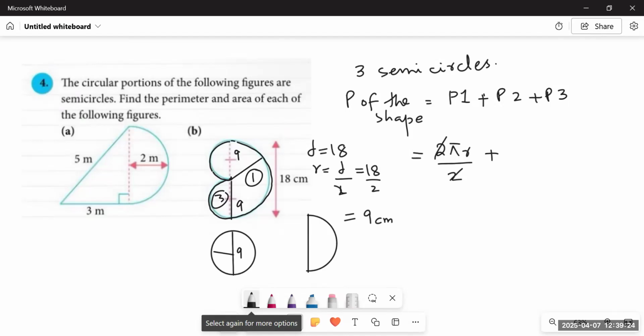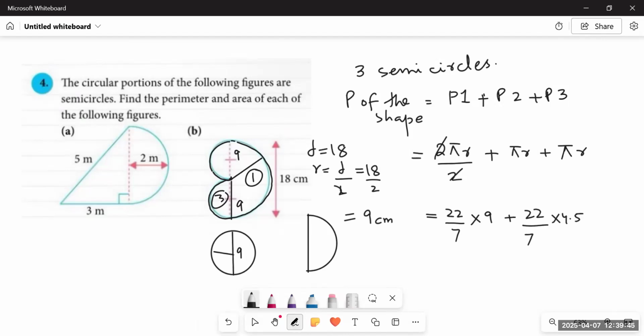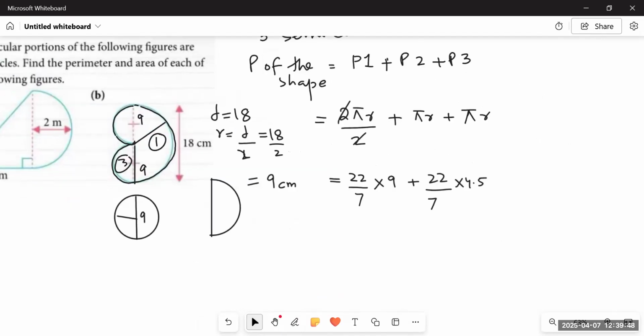So again, what do we have to do? We have to find half of the perimeter of it. So again, it would be pi r plus pi r. But for the first one, the r would be 9. For the second one, r would be 4.5. And for the third one, it would be the same. This is the difficult part, identifying what the radius of the three circles would be.